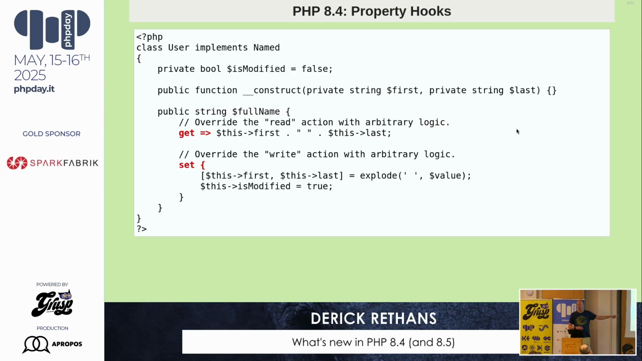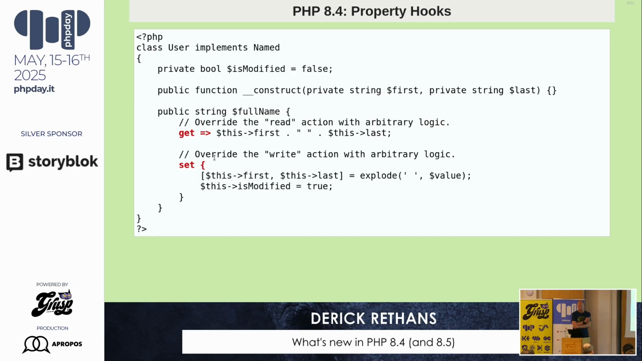Don't ever store names like this, because names are way more complicated than first names and last names. But this is an example that was in the RFC. Same thing if you write to the full name property, if you attach a new value to it, then it first will get the value. This is a variable that is automatically introduced into the property hook. I haven't defined it here anywhere myself, and you also can't do that. It will explode it, or split it by space, and then write it to the first and last property. And then we set is modified as true, because why not?